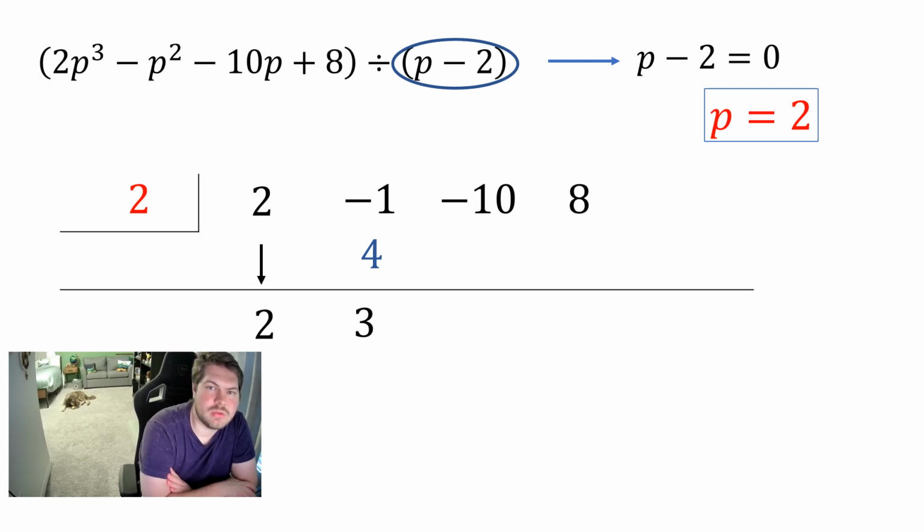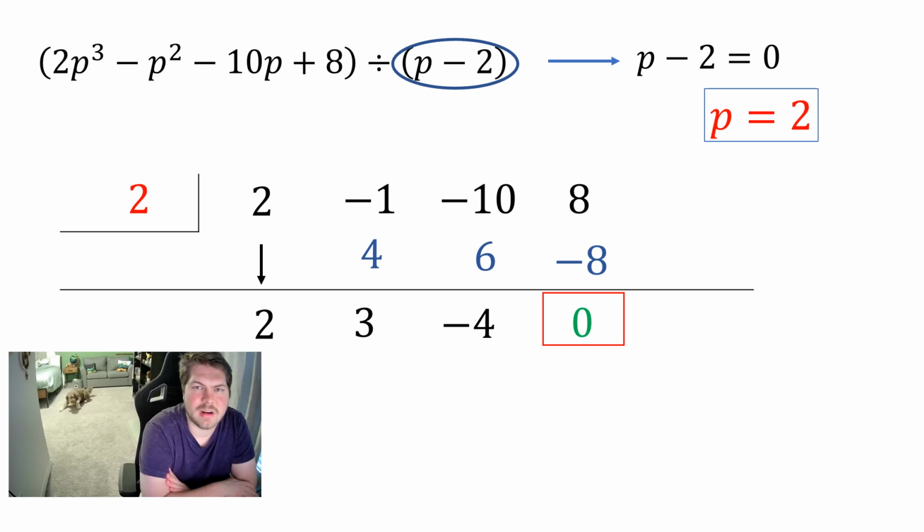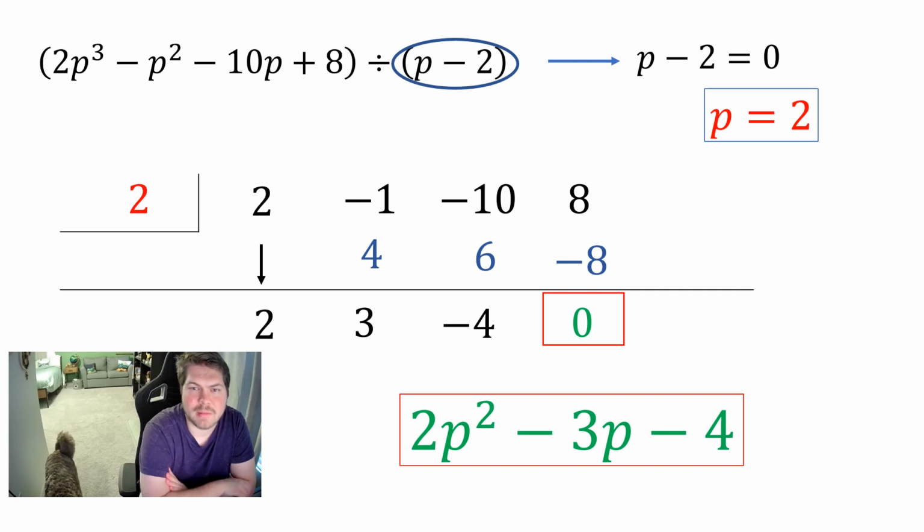And then we're going to do 2 times 3, and we get 6. And then -10 plus 6, or 6 minus 10, will be -4. And then 2 times -4 will be -8. 8 minus 8, we get a nice remainder of 0. So our final answer will be 2p squared minus 3p minus 4. Hopefully by now it's become super easy.